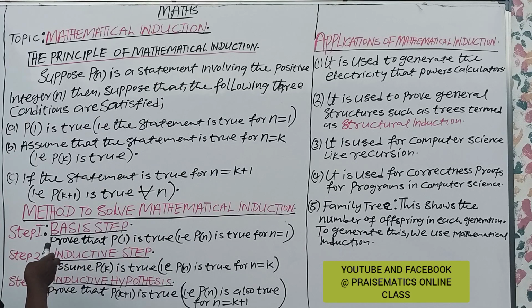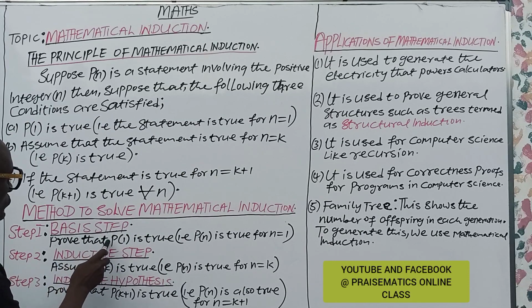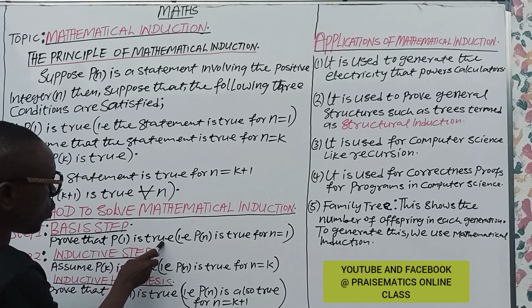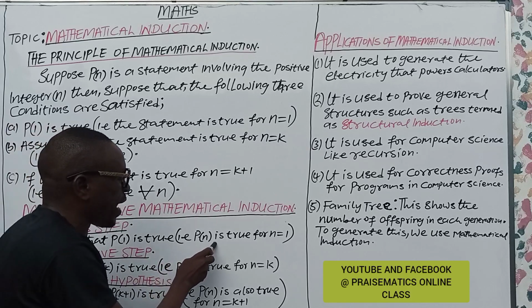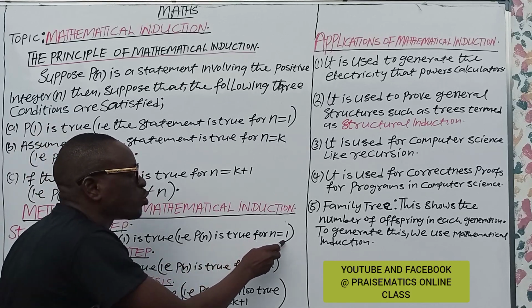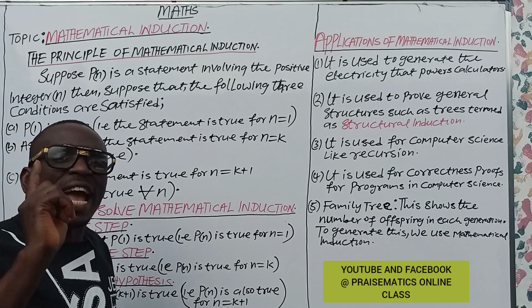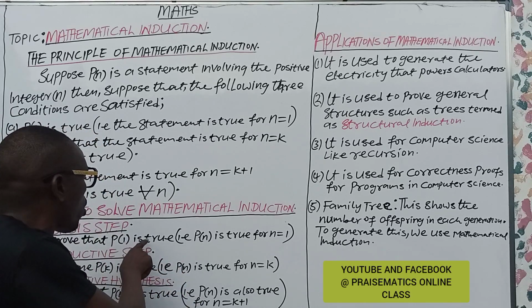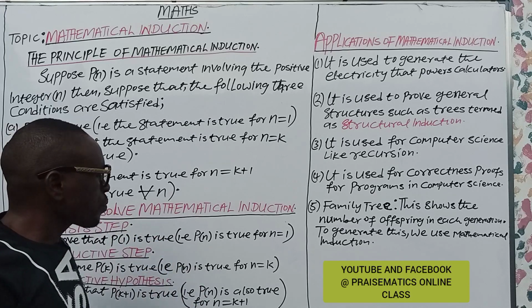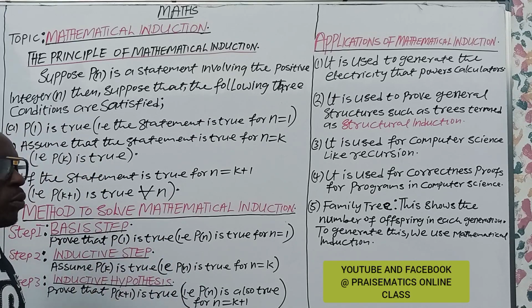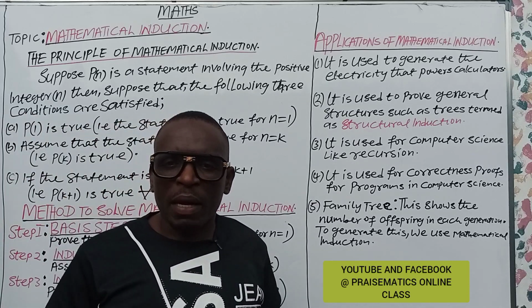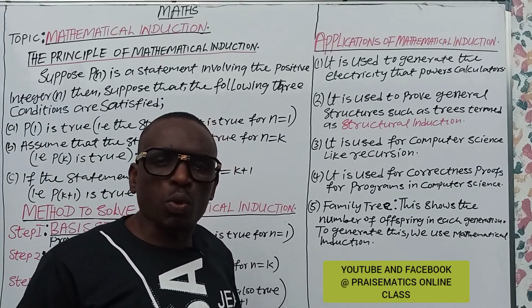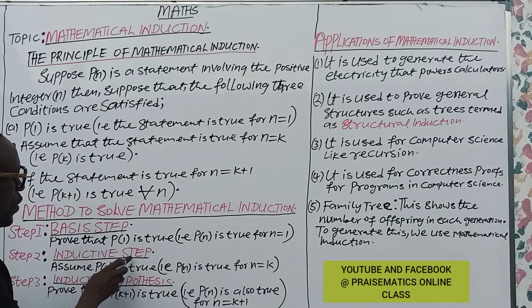Now look at this. We are going to prove that P of 1 is true, that is, that P of n is true for n equals 1. First of all, you test when n equals 1. Is it true? If it is true, it means that P of 1 is true.